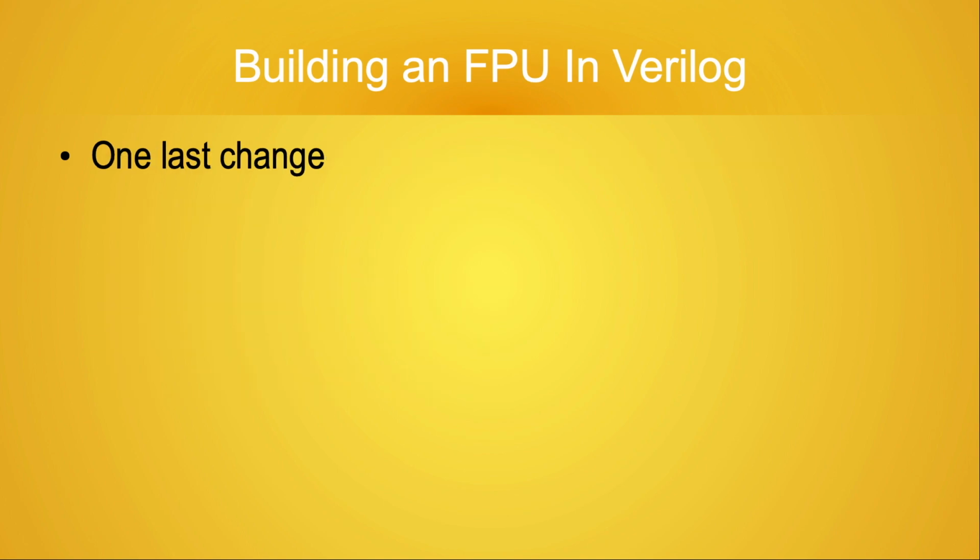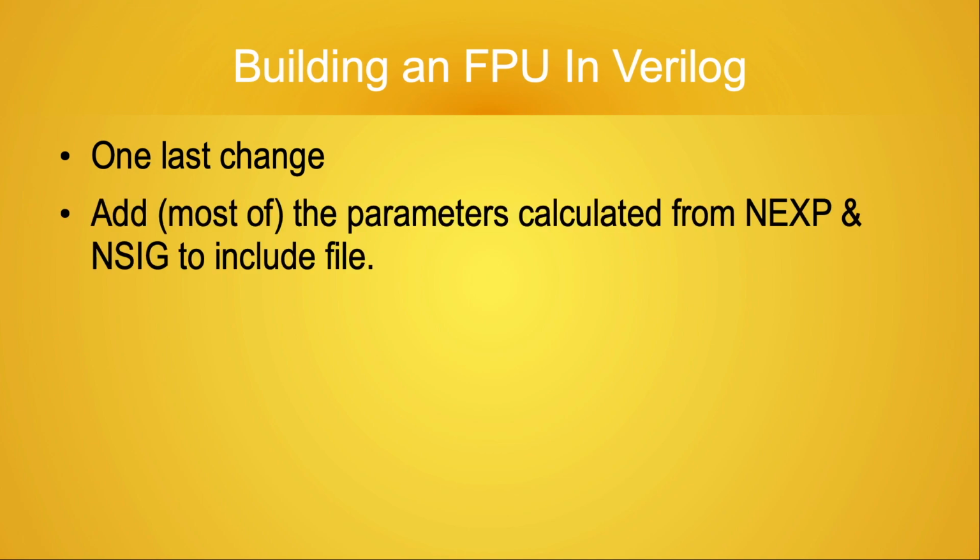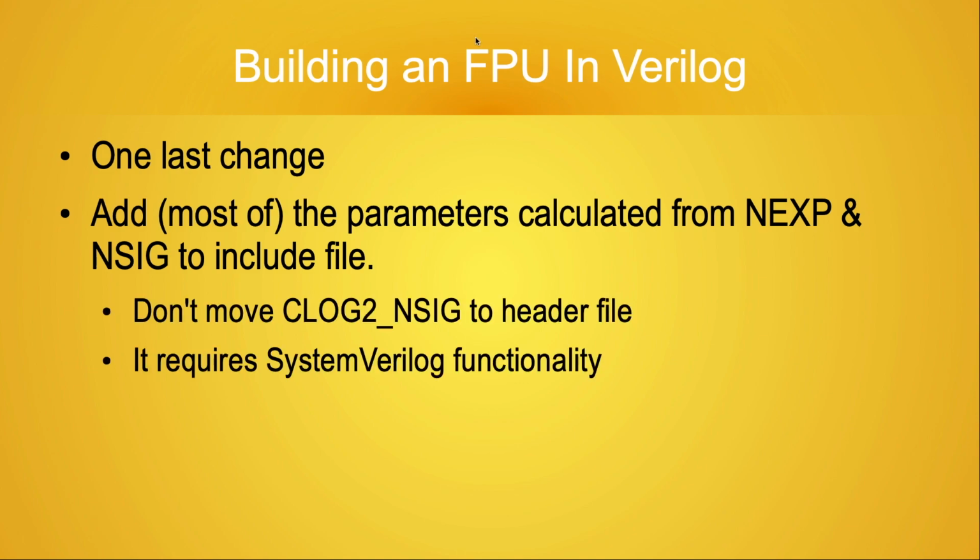Now, since we're using an include file, I suppose we should perform one additional change to the Verilog code. I'm going to move most of the values computed from NEXP and NSIG into the header file. This will help keep the fpclass.sv and fpmol.v modules in sync with each other. However, I'm not going to move the clog2_nsig value into the header file because it's dependent on a function which is supported in SystemVerilog, but not Verilog. Our header file now contains the code to compute these parameters.